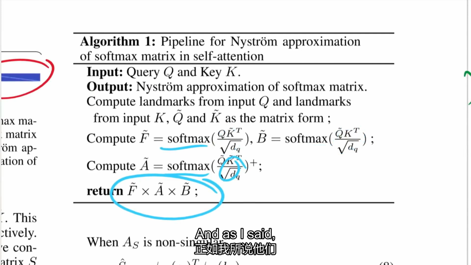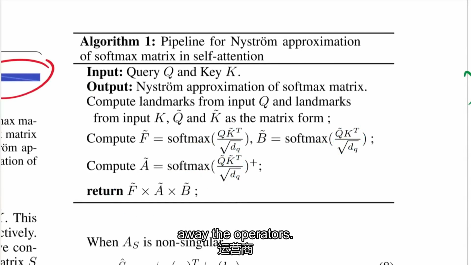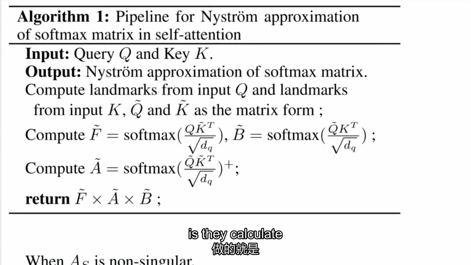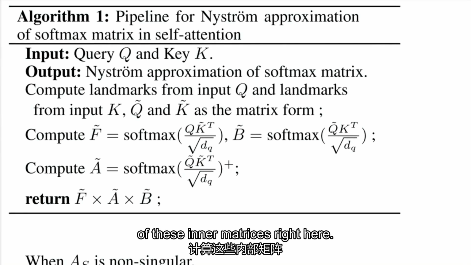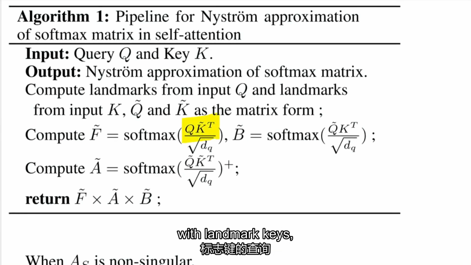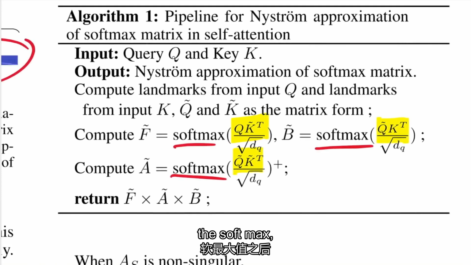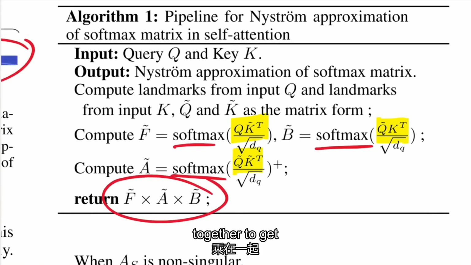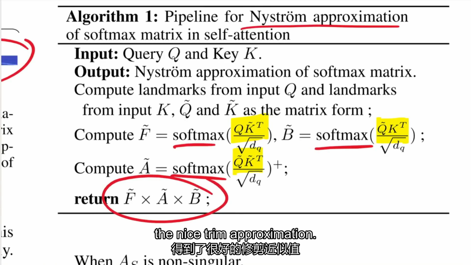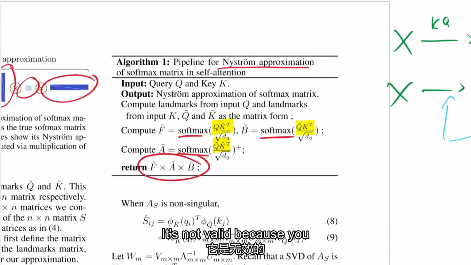And as I said, they simply switch away the operators. So what they do is calculate each of these inner matrices. Right here, you can see queries with landmark keys, landmark queries with keys, and landmark queries with landmark keys. And after they calculate this, they do the softmax, and after they do the softmax, they multiply them together to get the Nyström approximation. It's not valid because you need to do the softmax after, right?